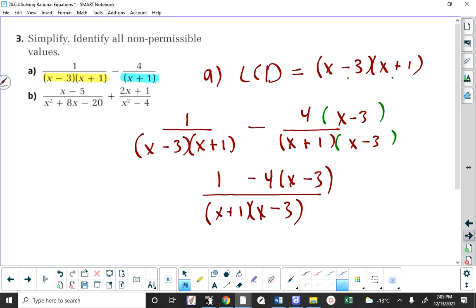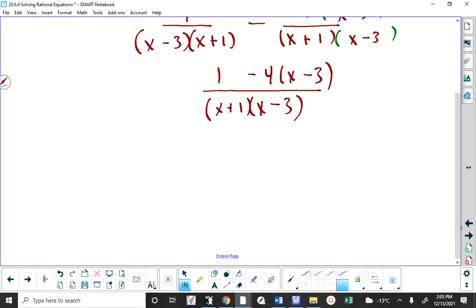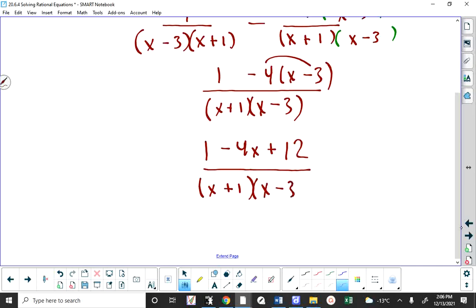Now, before we simplify it in the traditional sense of factoring everything and then canceling, you have to multiply that top out to see what it becomes. So when I do that, I get 1 minus 4x plus 12. Negative 4 times negative 3 is 12. And I can write that top then as 13 minus 4x. And I'm done. I'm done because 13 minus 4x doesn't factor.